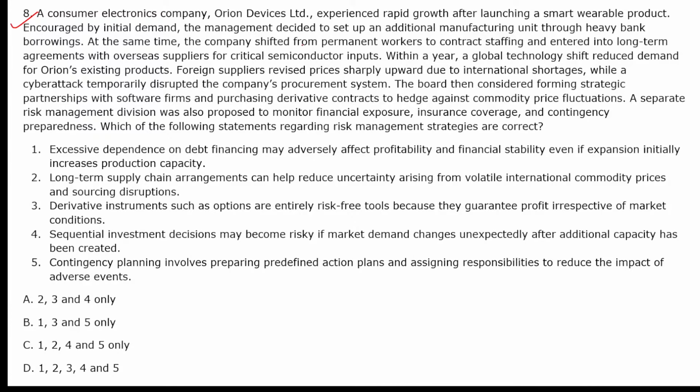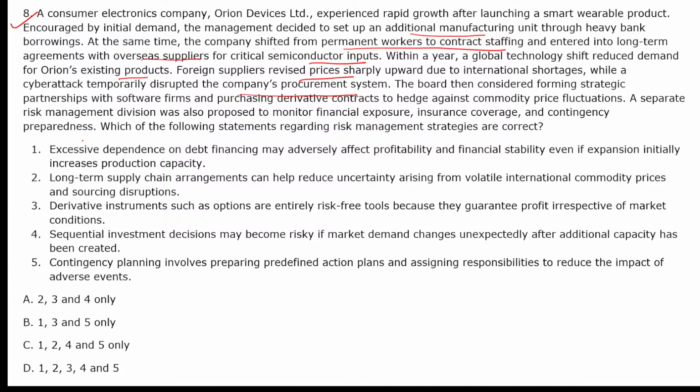Encouraged by initial demand, the management decided to set up an additional manufacturing unit through heavy bank borrowings. At the same time, the company shifted from permanent workers to contract staffing and entered into long-term agreements with overseas suppliers for critical semiconductor inputs. Within a year, a global technology shift reduced demand for Orion's existing products. Foreign suppliers revised prices sharply upward due to international shortage, while a cyber attack temporarily disrupted the company's procurement system.